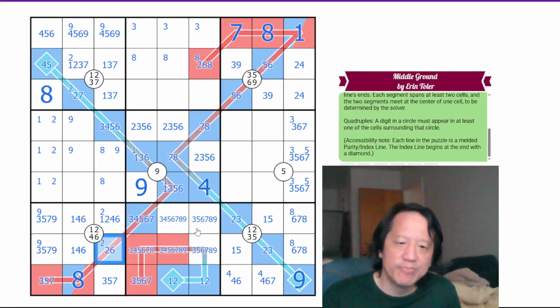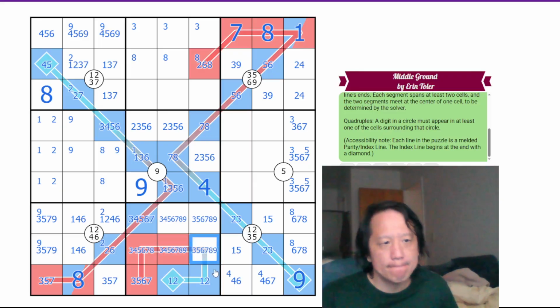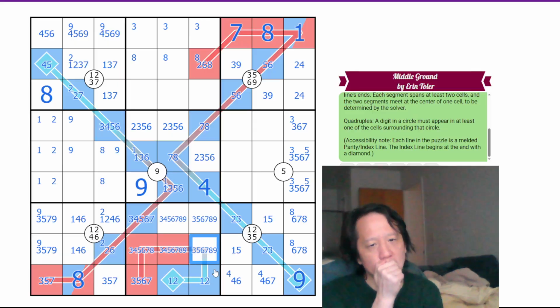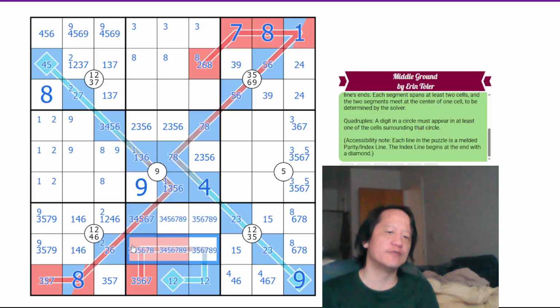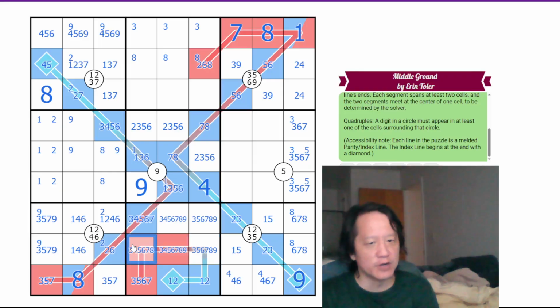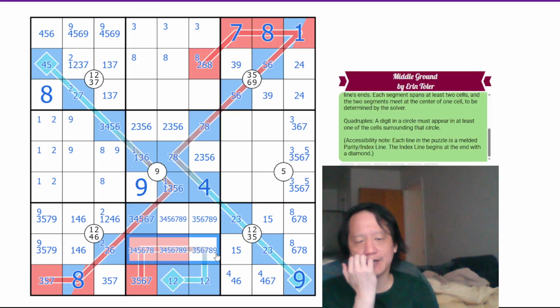Let's look at this here, I guess. If this is index line, it can only be 3. We know we have to have at least one digit here that's from 7, 8, or 9. That's the reason why this didn't work as all index lines there.